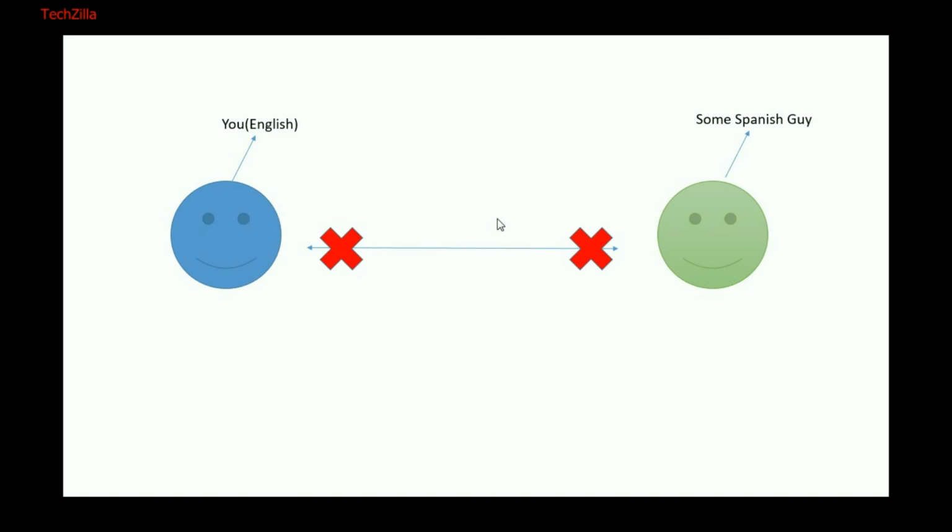So let's assume this guy is you and he knows English only, and the other guy is a Spanish guy who knows only Spanish. If you both want to interact with each other, you really can't, because you don't know Spanish and he doesn't know English. So basically you both can't interact or understand each other.